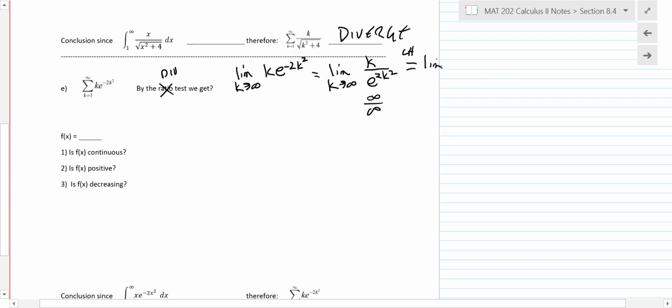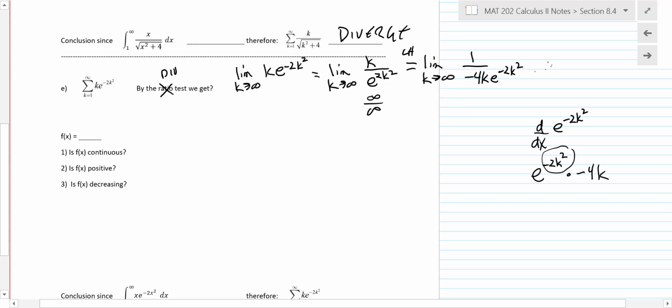So when I do that, that just means I'm going to do the derivative of top and derivative of bottom. So the derivative of k is going to be 1. If we're doing e to the negative 2k squared, if I do the derivative of that, I'm going to get itself, and then I'm going to do the derivative of the exponent, which is negative 4k. So that's going to give you negative 4k e to the negative 2k squared. L'Hopital's rule comes in very handy on this problem then.